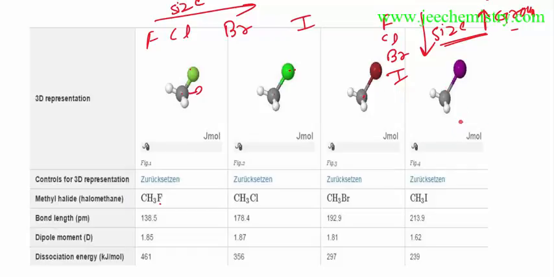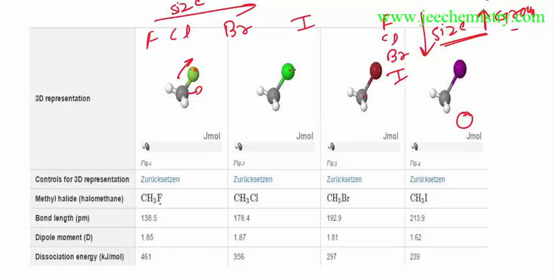Suppose one atom is there. This fluorine has higher electronegativity, and that's why the dipole moment is higher. This compound's dipole moment is very high. So it will try to attract the electrons and share the pair of electrons, which makes the bond length shorter.